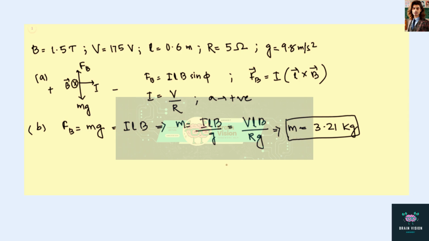One thing to take note of here is, if the battery had opposite polarity with A as the negative terminal, then the current would be clockwise and the magnetic force would be downward. But in that case, the system would not be in equilibrium at all.